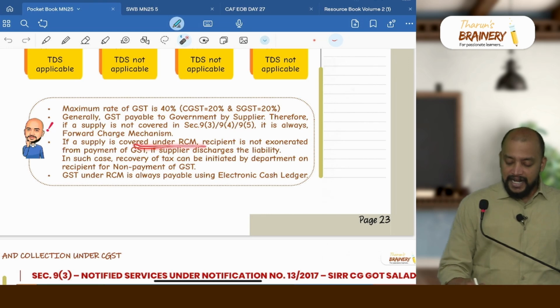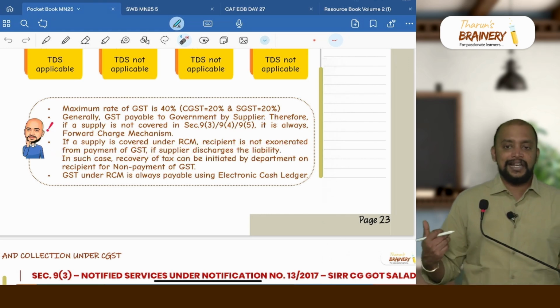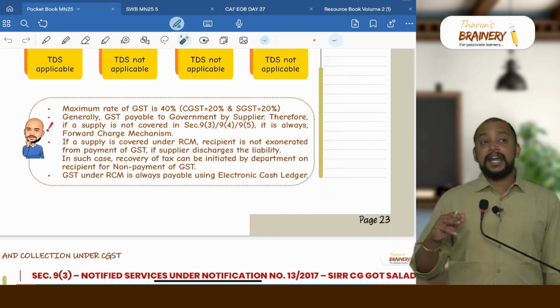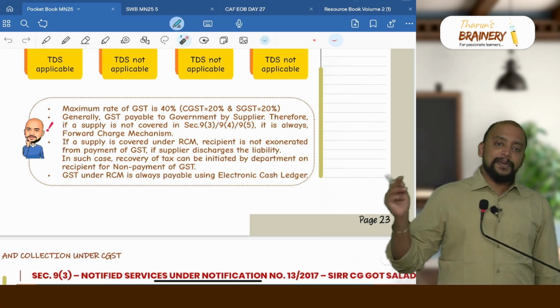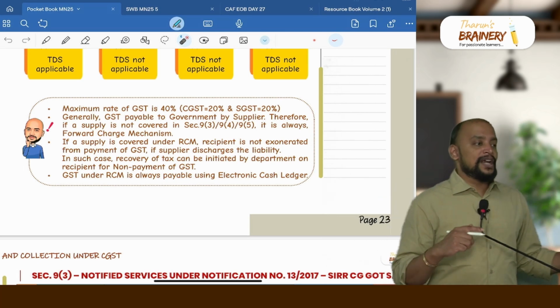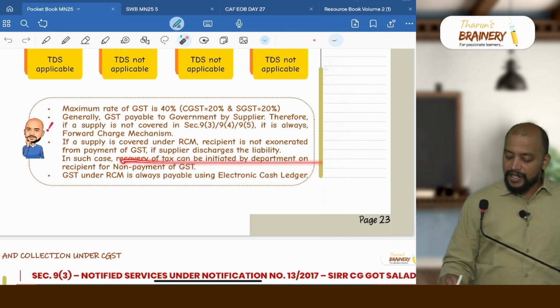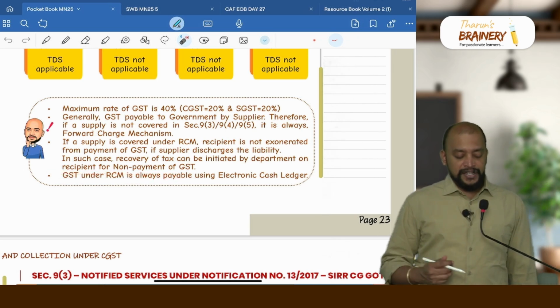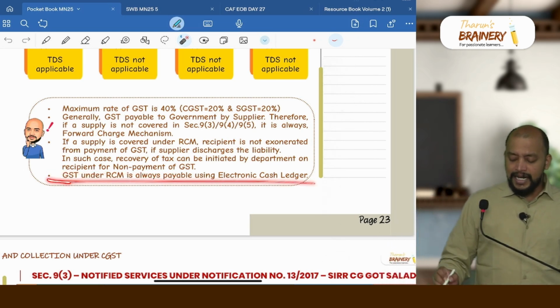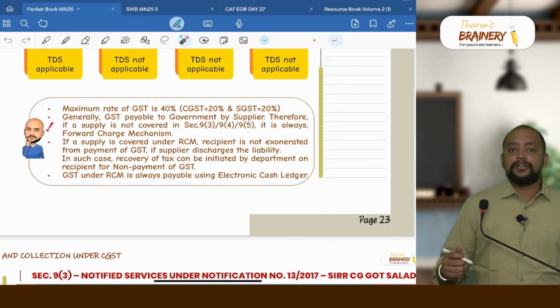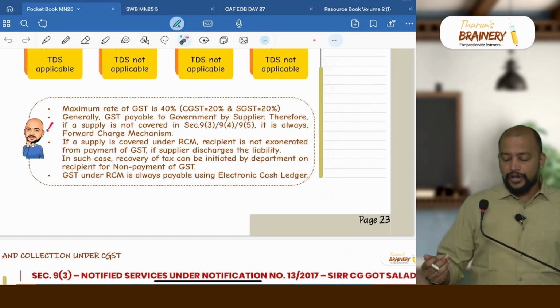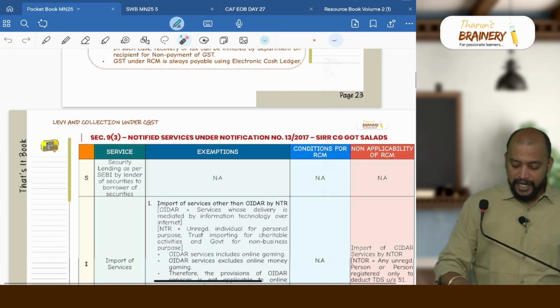If a supply is covered under RCM, the recipient is not exonerated from payment of GST even if the supplier discharges the liability. So the transaction is covered under RCM, so the recipient should pay, but the supplier has paid. So does the recipient really have to pay? Yes, the recipient has to pay and the supplier should get the refund. In such a case, recovery of tax can be initiated by the department on the recipient for non-payment of GST. Then GST under RCM is always payable using the electronic cash ledger. So RCM liability cannot be discharged through the electronic credit ledger, it should be the electronic cash ledger.